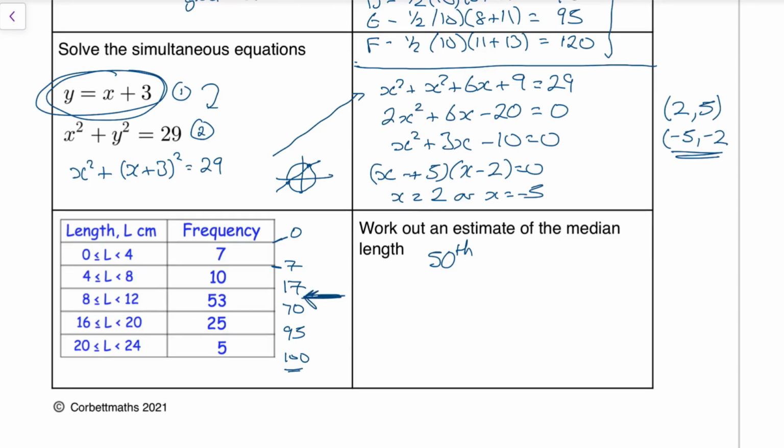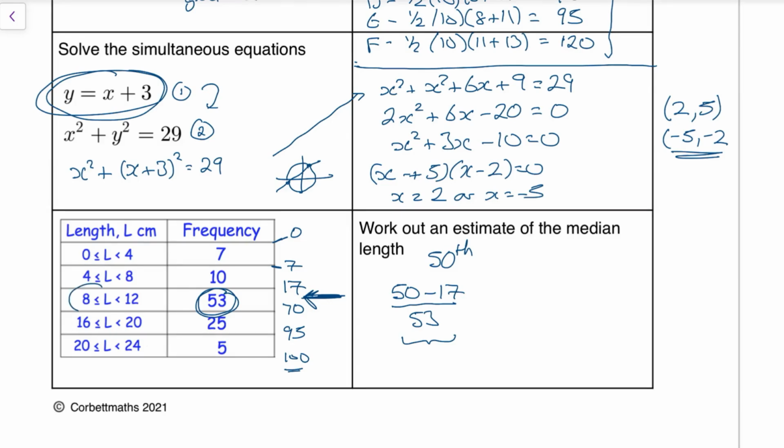This is the hard bit. If you've not seen this before, watch it a couple of times, check you're okay. I want the 50th thing. I'm starting with 17 things in the classes before, so therefore I need to move along another 33 things. In the overall class, there are 53 things. This is the important part. This is the fraction I need to move along that class.